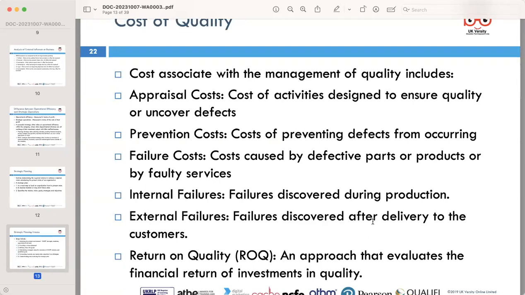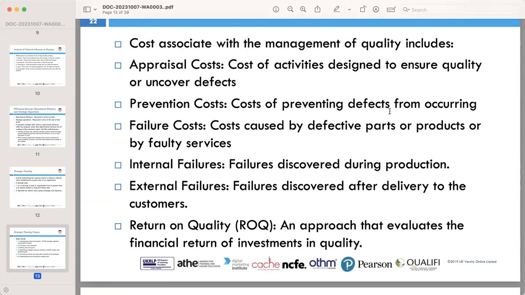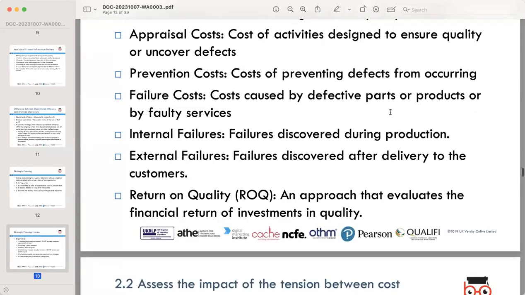Okay, so cost of quality. Costs associated with the management of quality include appraisal cost, the cost of activities designed to ensure quality or uncover defects; prevention cost, the cost of preventing defects from occurring; failure cost, the cost caused by defective parts or products or by faulty services; internal failures, failures discovered during production; external failures, failures discovered after delivery to the customers; and return on quality, or ROQ, an approach that evaluates the financial return of investment in quality.